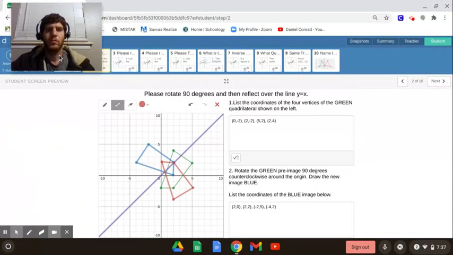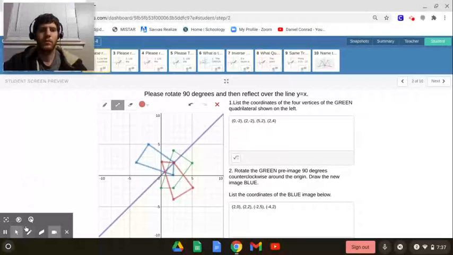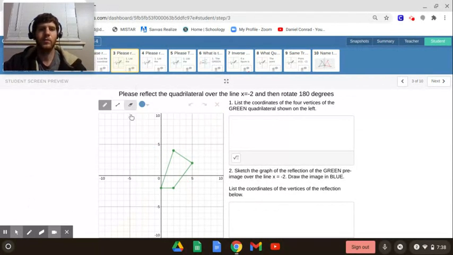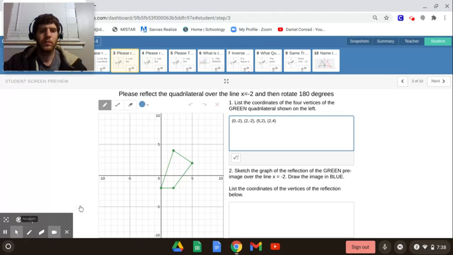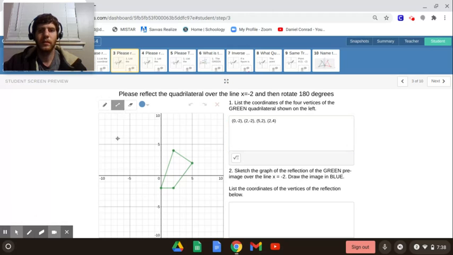All right, let's go to slide number 3. Okay, we want to reflect across the line. So we control paste in those original points. We had 0, negative 2, 2, negative 2, 5, 2, and 2, 4. We want to reflect across the line x equals negative 2. So let's draw that line in so we can see it. So x equals negative 2 is we're going to go to negative 2 on the x-axis, and it's going to be a vertical line. All the x values here are negative 2.